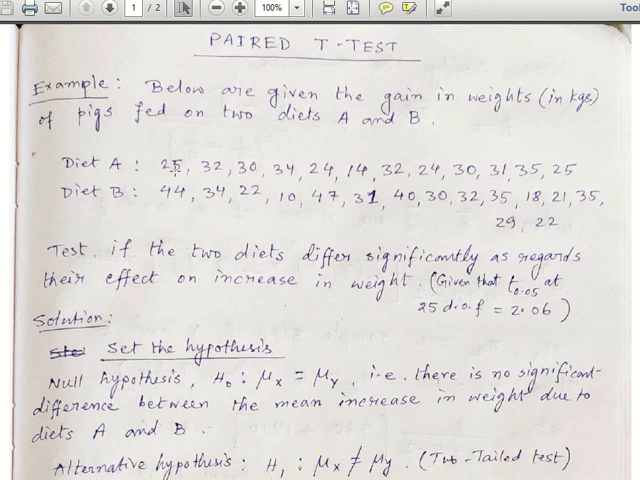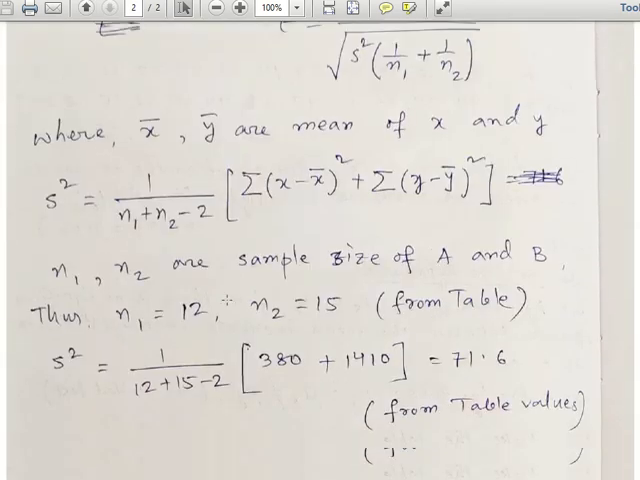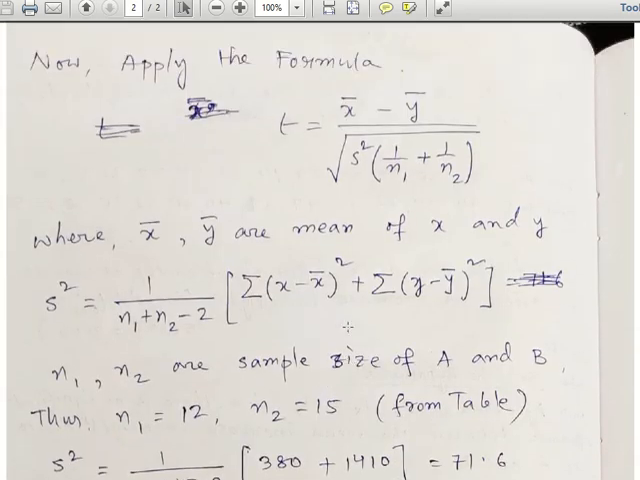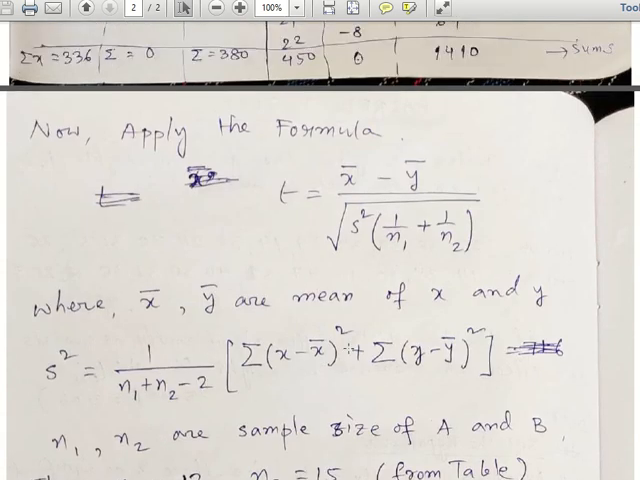The sample size is 1 2 3 4 5 6 7 8, just count the numbers. Similarly, what is n2? n2 is the count of the numbers in diet B. So we have found that n1 is 12 and n2 is 15. And n1 plus n2 minus 2 is a simple calculation.